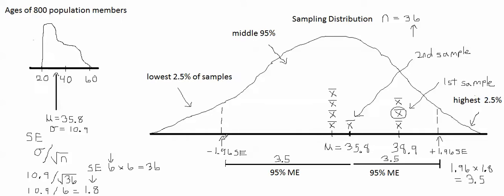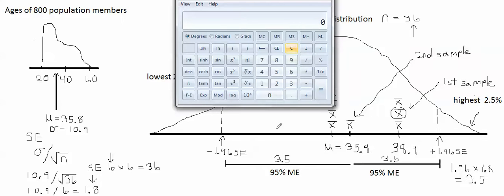Now let's actually find out what number this boundary is, and what number this boundary is. We just found out that this boundary is 3.5 below the population mean. So if we subtract our margin of error of 3.5 from our population mean, we'll get this boundary down here. Minus 3.5 is 32.3.